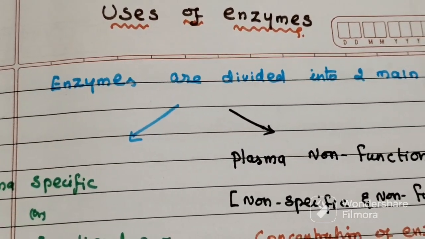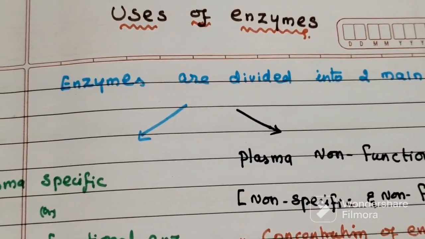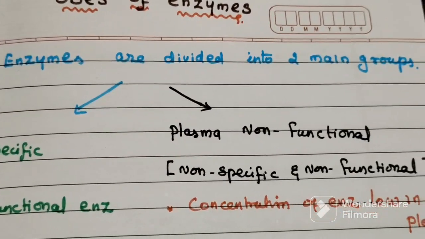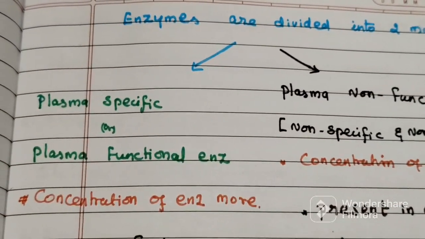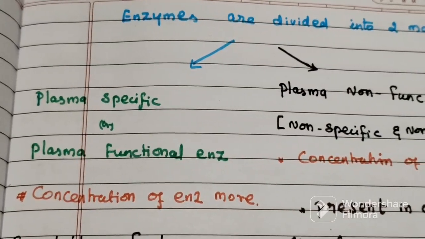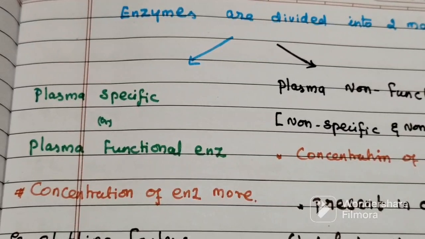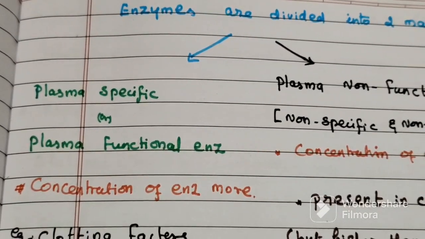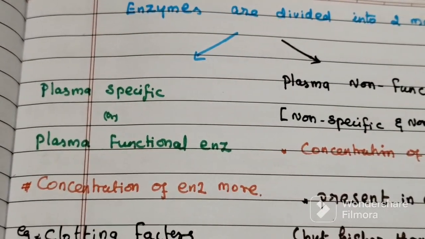In this video, we'll discuss the uses of enzymes. Enzymes are divided into two main groups. The first one is plasma specific or plasma functional enzymes. The concentration of these enzymes is more in the plasma. They are functional in plasma.